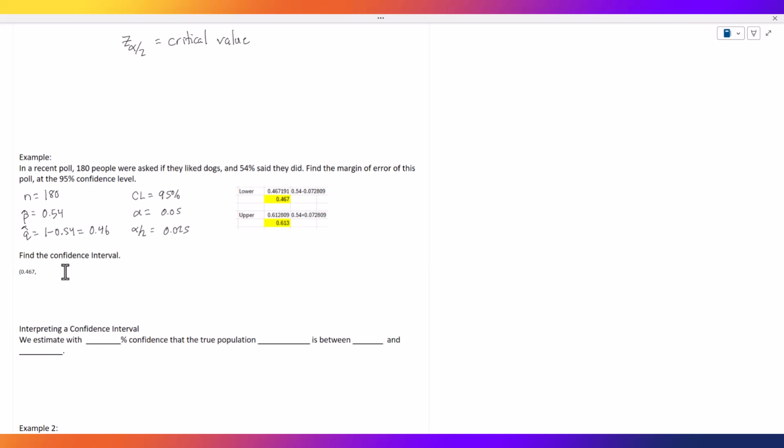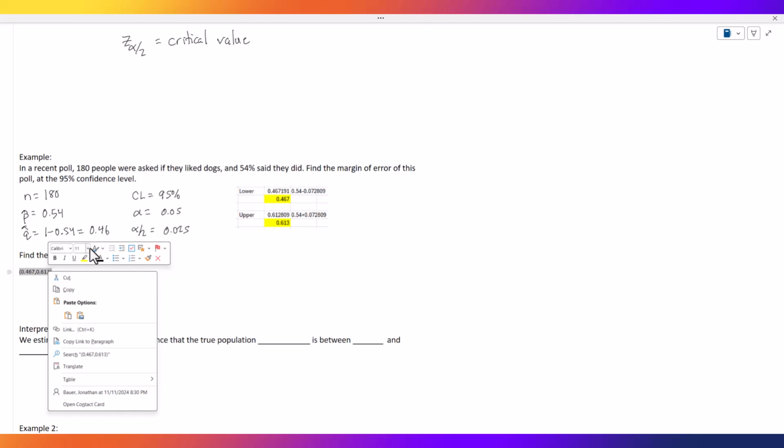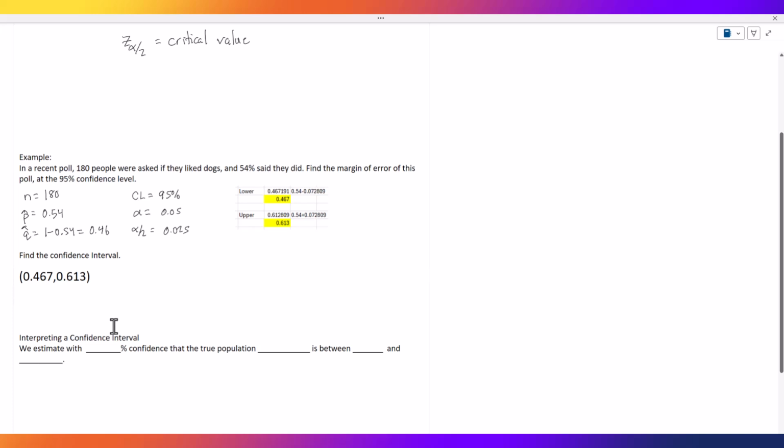0.467, comma 0.613. Sorry, that's a little bit smaller. And the confidence interval, that just kind of goes back from what we had. I'll make it a little bit bigger there for you to see. But that's our confidence interval. This is interval notation, so it opens at 0.467 and closes at 0.613.